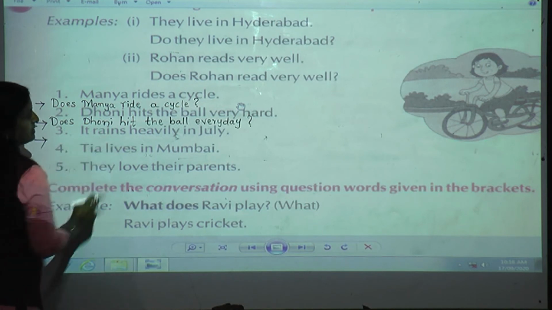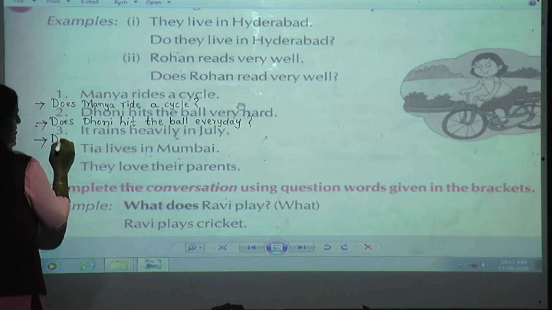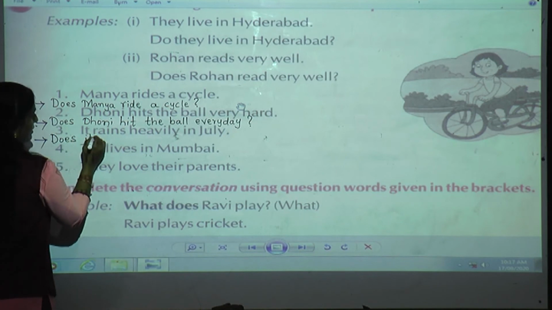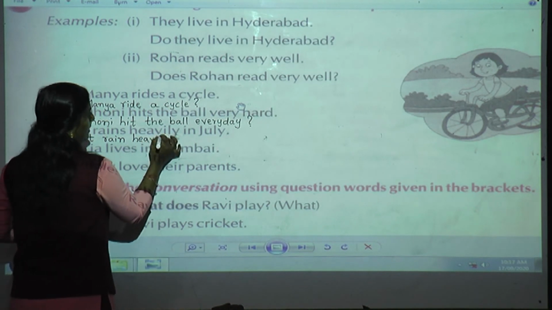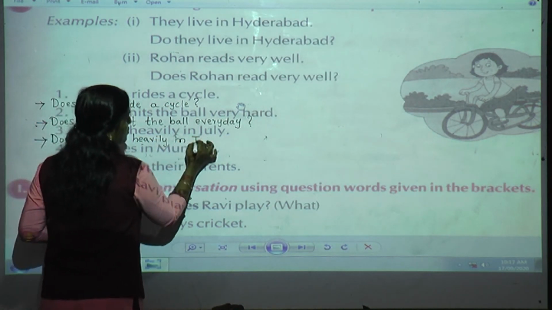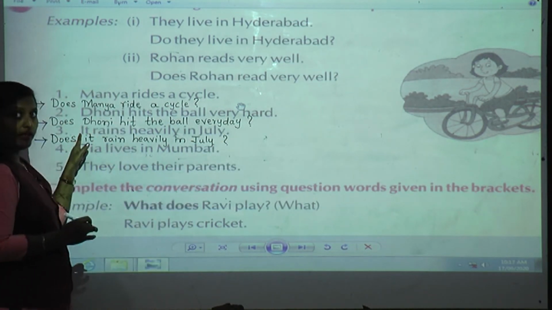Third, it rains heavily in July. Now it is he, she, it or any singular subject. So here also we are going to use does. So does it rain heavily in July? Okay, full stop. Now here can you see it is in capital.